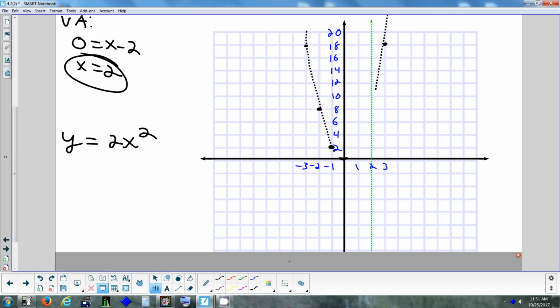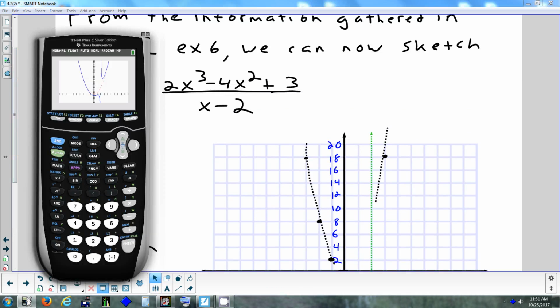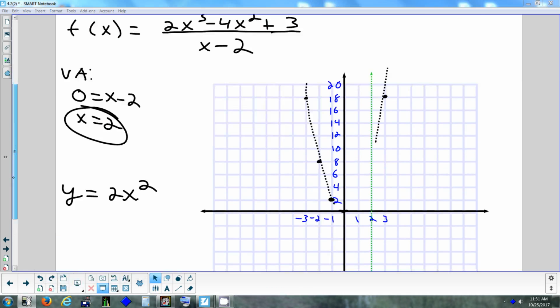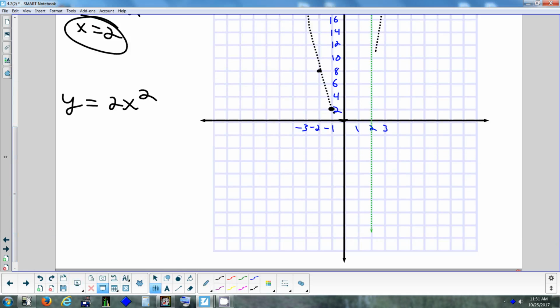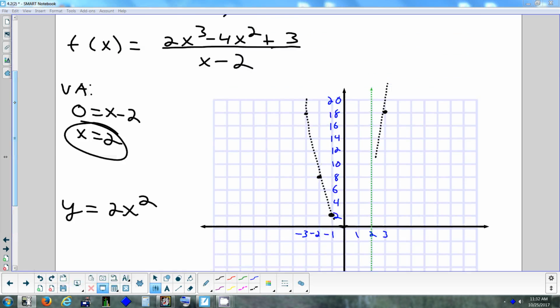All right, so now we'll use the calculator and check some values out on the table. I think I already have it typed in. So let's check just before 2. Just before 2, I'm at negative 300. So I'm way down here. Just after 2, I'm up at positive 300. So to the right of my asymptote, way up here.